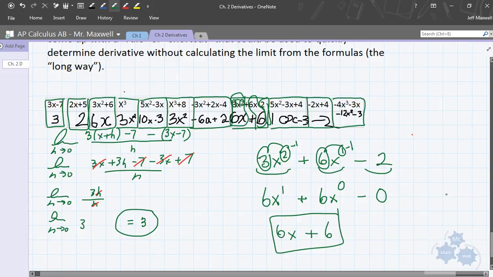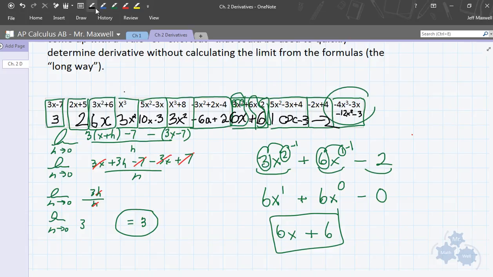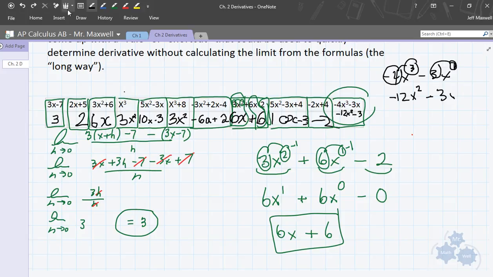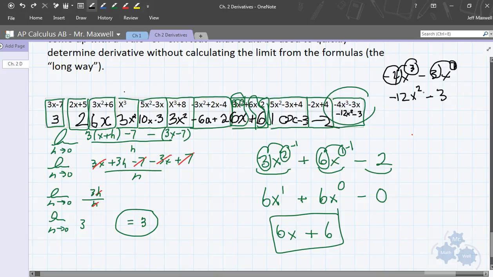Very good. Okay, let's do it again. Which was the tougher one here? Well, let's do this one. Let's do a cubic one. Does that work for the cubic one? For this cubic function here, 3 times negative 4, negative 12, x to the 2, right? 1 times 3, so that's minus 3, x to the 0. Or just 3. Negative 12x squared minus 3.